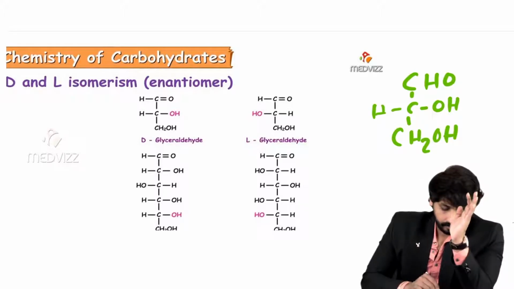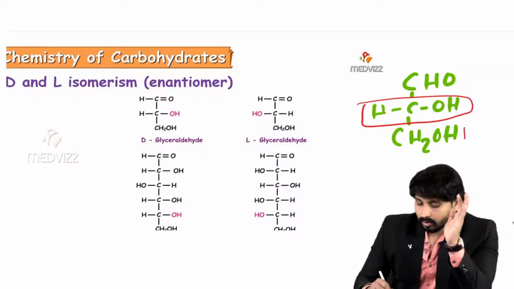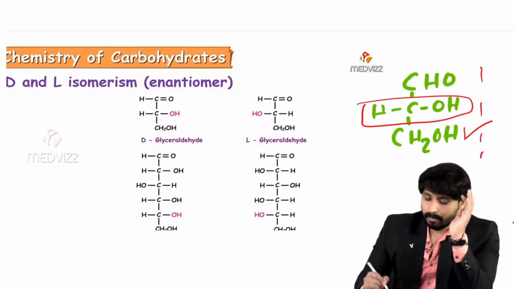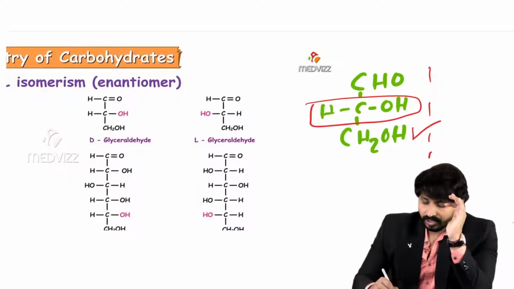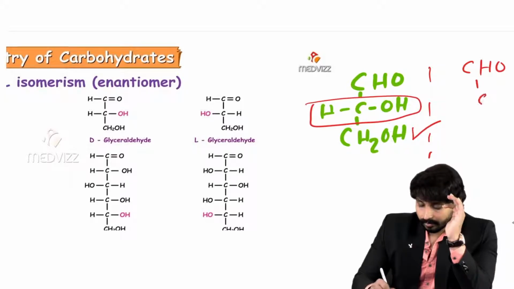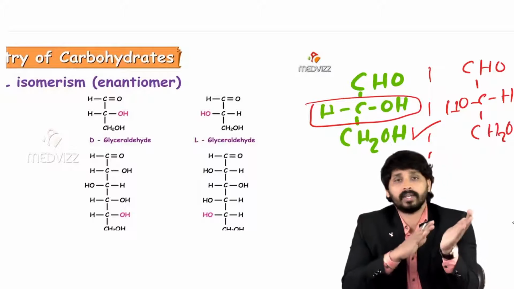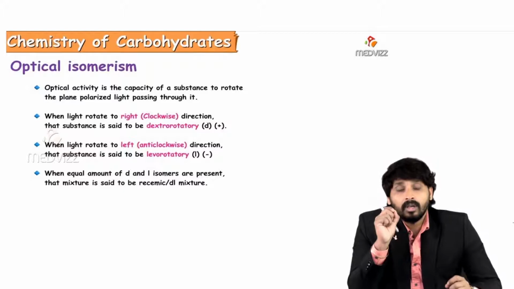So here, this part is known as the penultimate carbon, and the OH is present on the right side. If you see this compound on the left side, it can be seen as quite opposite. The hydroxyl group present on the right side appears on the left side. Next, what is the importance of this DL isomerism?